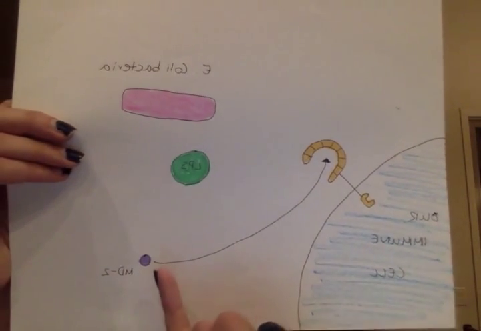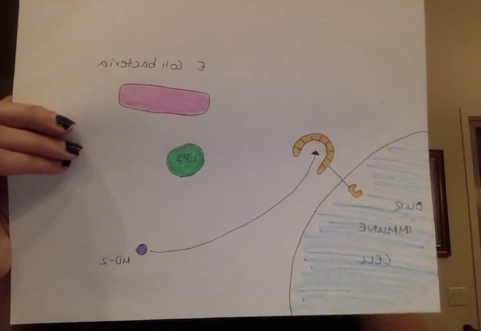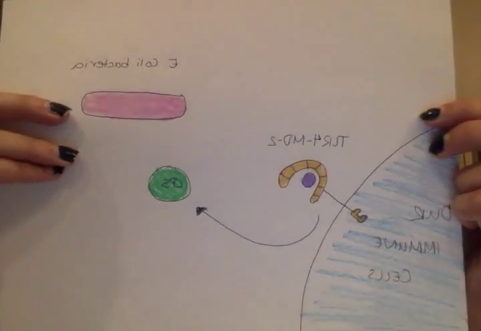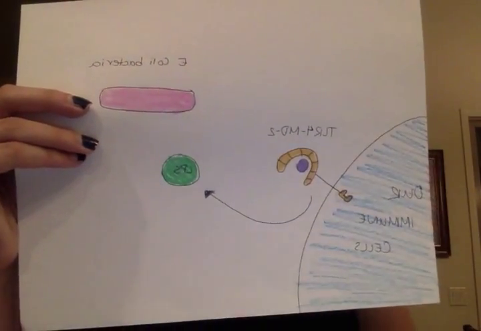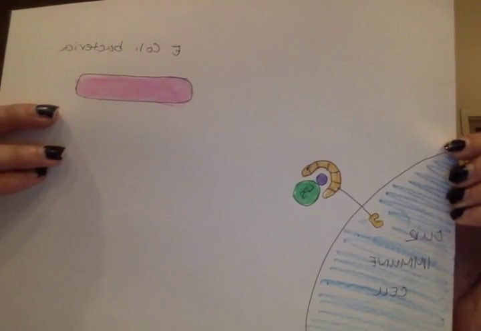MD2, an assistant protein, comes along and binds onto the TLR4 receptor. Once bound, they make a TLR4 MD2 complex and move to bind the LPS toxin. The LPS toxin then binds onto the assistant protein.